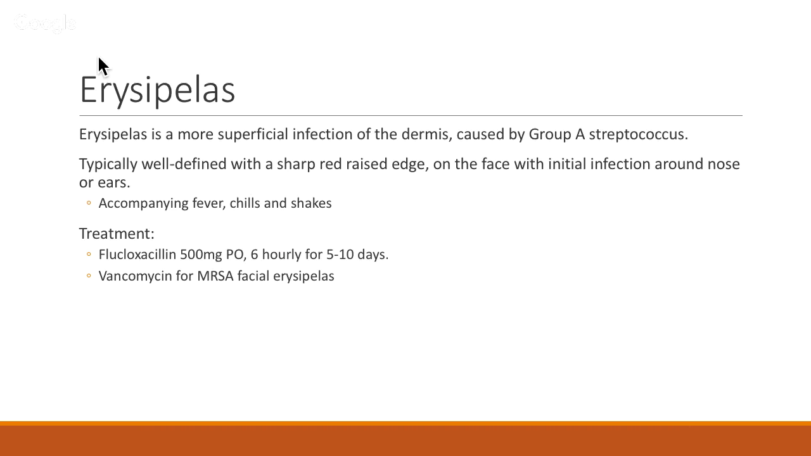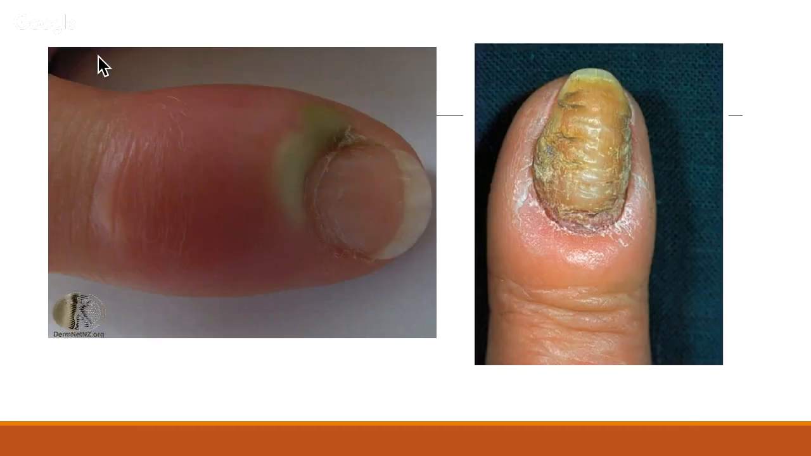So it's infection of the dermis, and the dermis being an area which has a lot of structures within it is quite tightly confined, so it will produce the well-demarcated lesion as opposed to the subcutaneous tissue infection. And normally erysipelas occurs on the face, causing that butterfly-like rash. And the other buzzword is that you get this sharp red raised edge. So you would still treat with oral antibiotics, and if it's MRSA, then obviously vancomycin. So you've got two forms there.